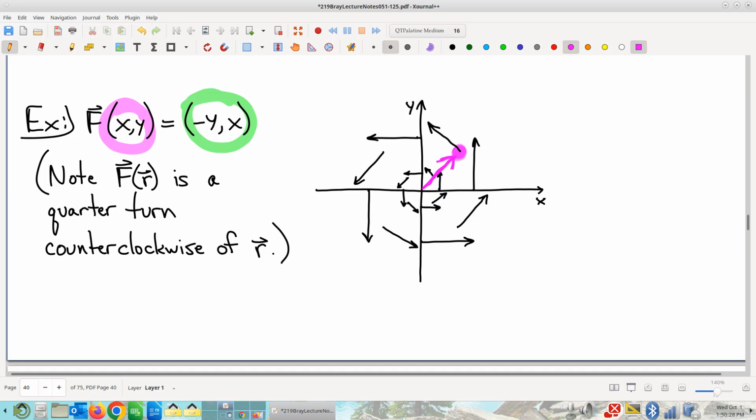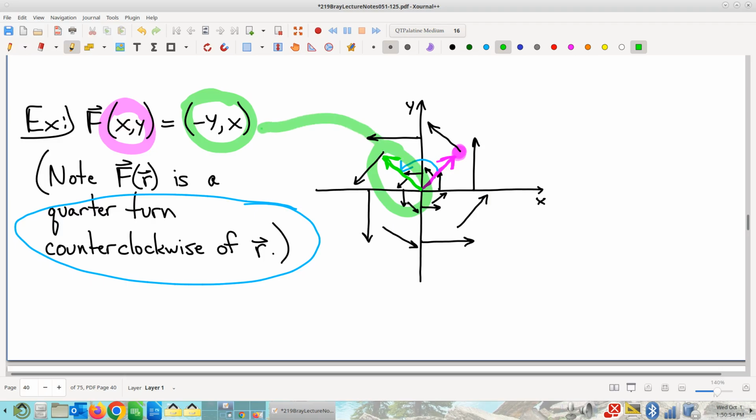We're going to imagine the position vector. And I claim if you take that position vector and do a quarter turn counterclockwise, that will give you something that's about like this. I claim that that is the field vector. But again, that's not where we draw field vectors. We draw field vectors with the tail at the point.